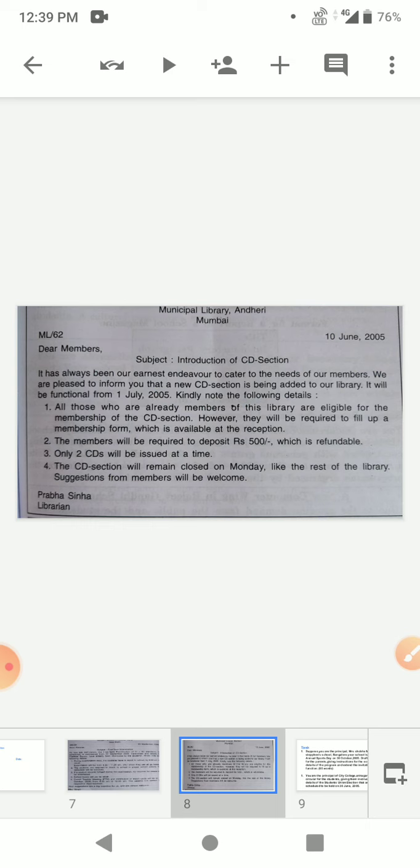So content you will frame according to the situation, and you have to frame it yourself by keeping certain points in your mind. So the members will be required to deposit rupees 500, which is refundable. Only 2 CDs will be issued at a time. The CD section will remain closed on Monday like the rest of the library. Suggestions from members will be welcome. Prabha Singh, librarian.